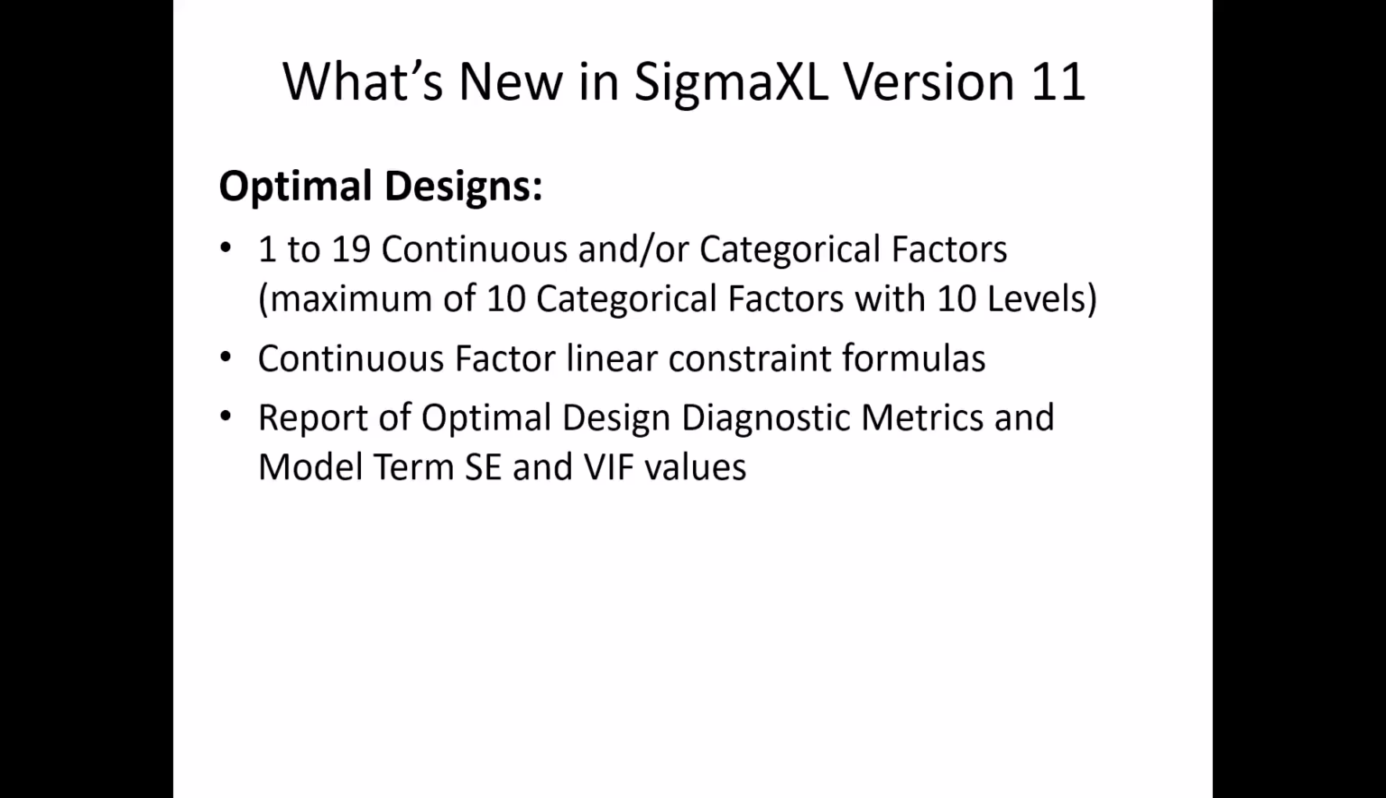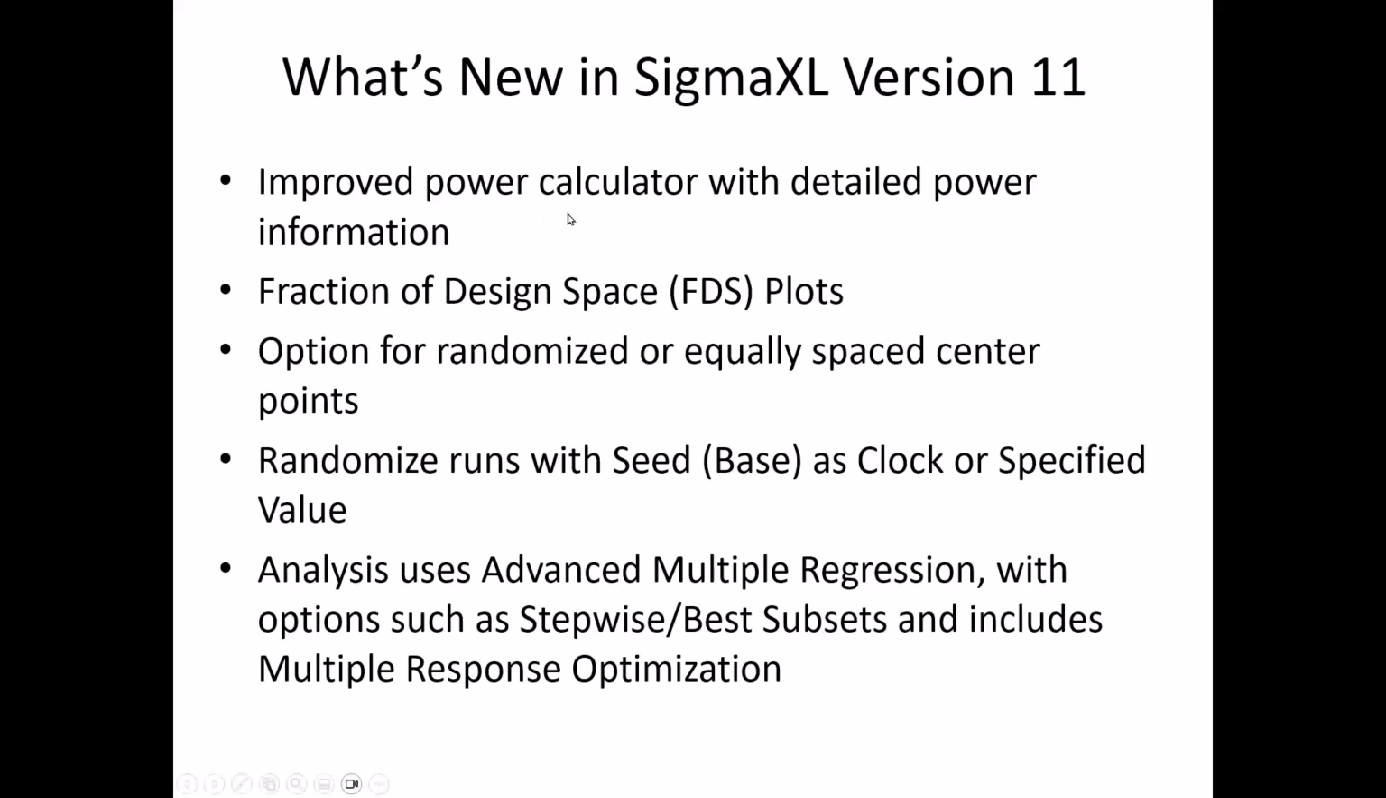You can apply linear constraints to the continuous factors, which is nice if, for example, max temperature, max time causes furnace meltdown, then you can specify constraints so your design of experiments doesn't include those extreme conditions. And then you get a report of optimal design diagnostic metrics, model term standard error, and variance inflation factors. So you're able to then, before you actually go out and collect data, assess the quality of the design. A power calculator has been improved with detailed power information that I will be demonstrating today.